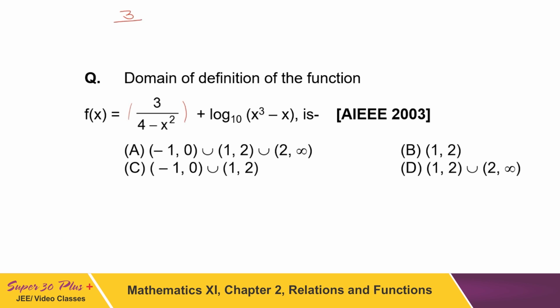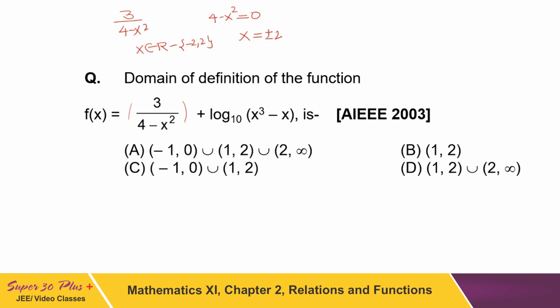3 upon 4 minus x square is defined for all x except where 4 minus x square is equal to 0, meaning x is equal to plus or minus 2. The domain of this is all real numbers except minus 2 and 2.